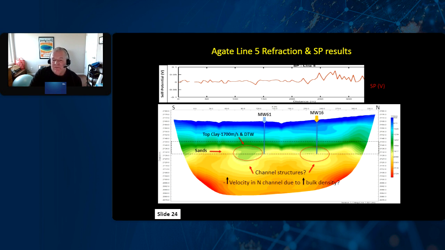So at least indications are at this point that we increase the velocity due to an increase in bulk density. Now we have to confirm that, but it doesn't seem like too big of a stretch. On top of that, I'm showing the SP curve. So you can see that the SP activity really starts in earnest right where we know the roll front to be. So again, sort of confirmation that there's something going on and changing in the subsurface.